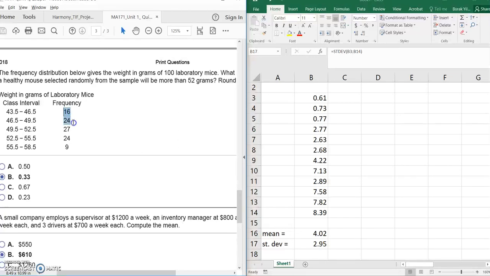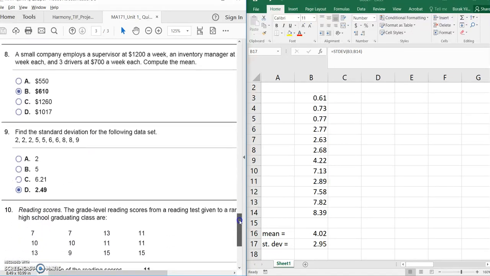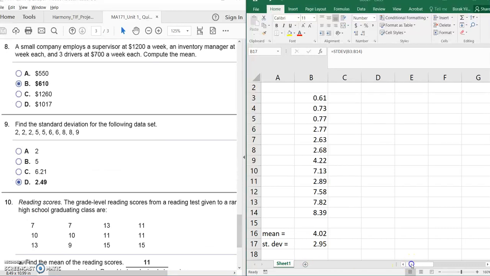If you add all these frequency numbers up, that's going to give you 100. So the probability is, the desired outcome is 33, 24 plus 9. And the sample space, the total available mice, is 100. 33 divided by 100 is 0.33. So the answer is B. Alright, number 8, which I should have it here.